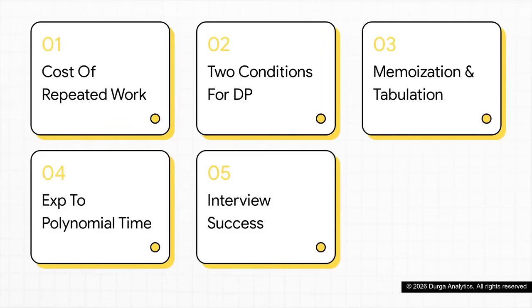First, we'll cover the cost of repeated work. Second, the 2 conditions for DP. Third, memoization versus tabulation. Fourth, going from exponential to polynomial time. And finally, engineering and interview success.